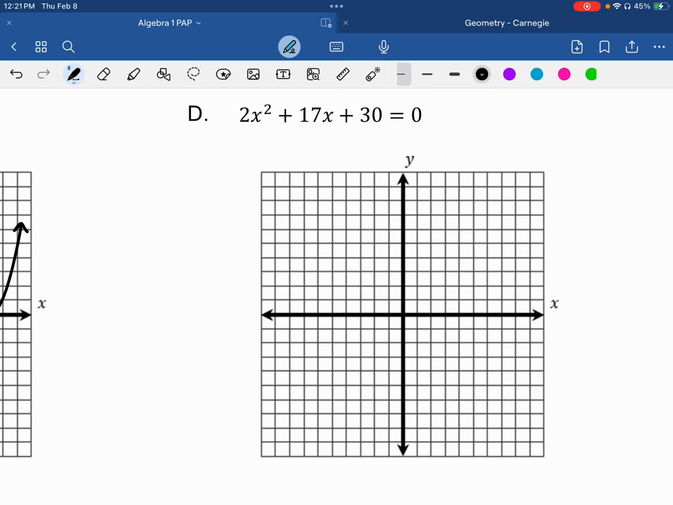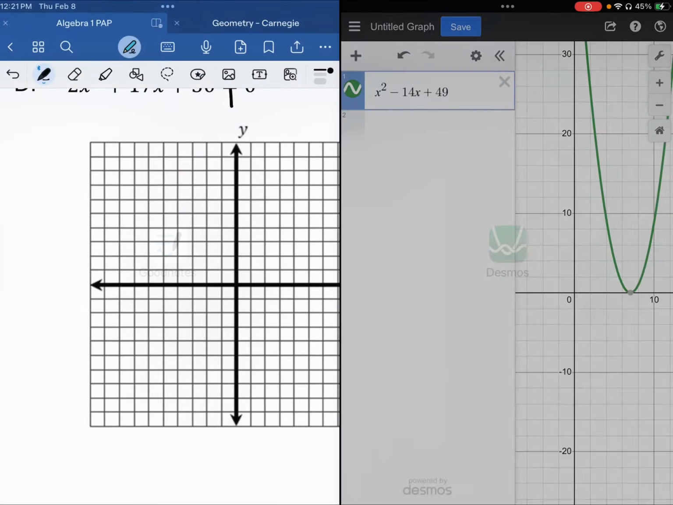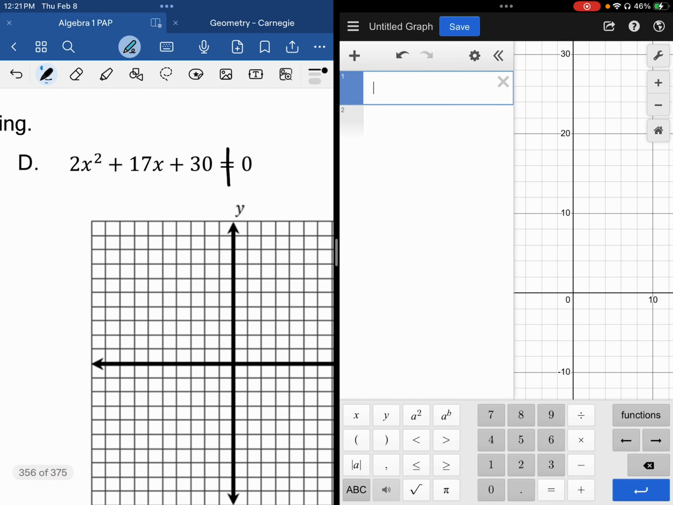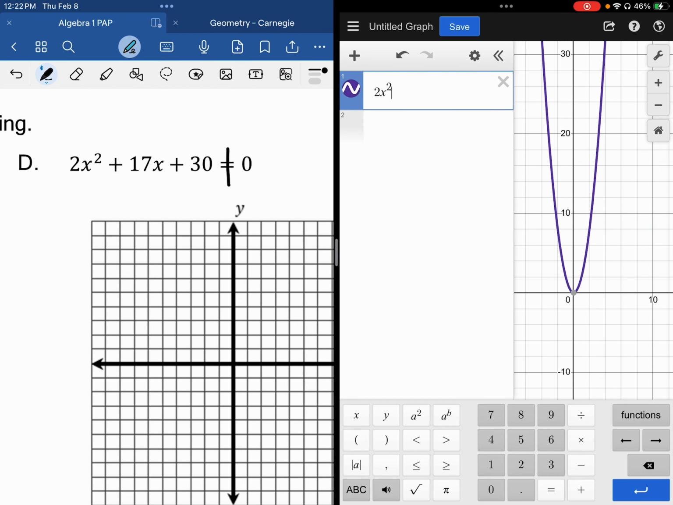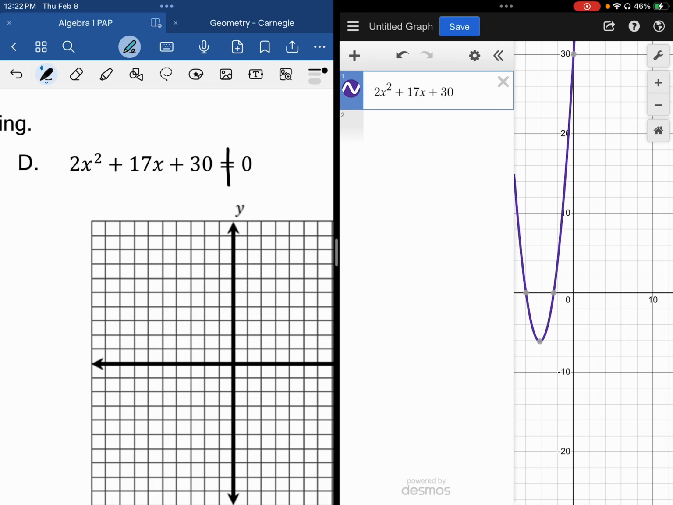This one, as I can see, as I draw my line through the equal side, is already set equal to 0. So I do not have to solve this one at all. I can simply go to Desmos and graph it. So I'm going to show you that really quick. Let me see the equation. There we go. Now in Desmos, I can see my two intercepts quite easily. Desmos does a wonderful job of showing me that.